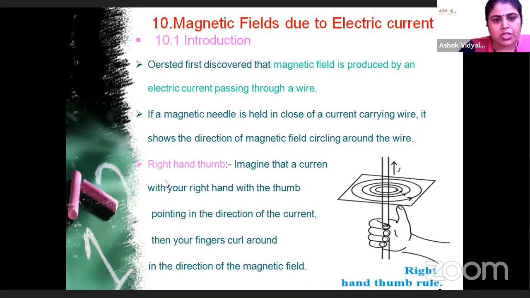Now see the most important and familiar rule, that is the right hand thumb rule. Imagine a current with your right hand, with the thumb pointing in the direction of the current, and then your fingers curl around in the direction of the magnetic field. That means at that position the curled fingers indicate the direction of the magnetic field and the straight thumb indicates the direction of the current flowing through that conducting wire.